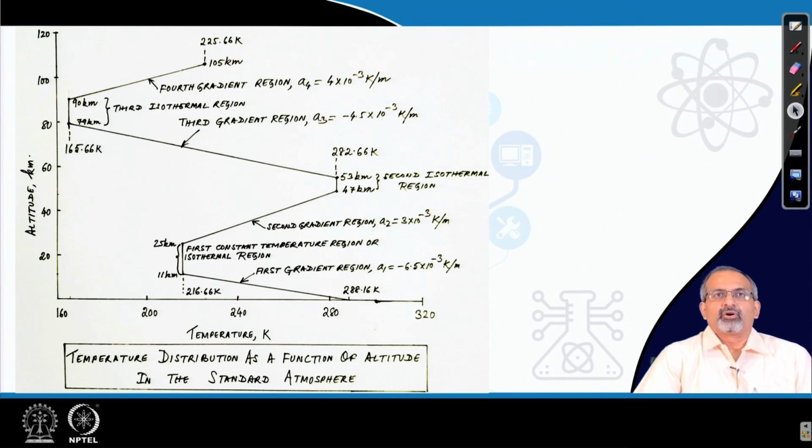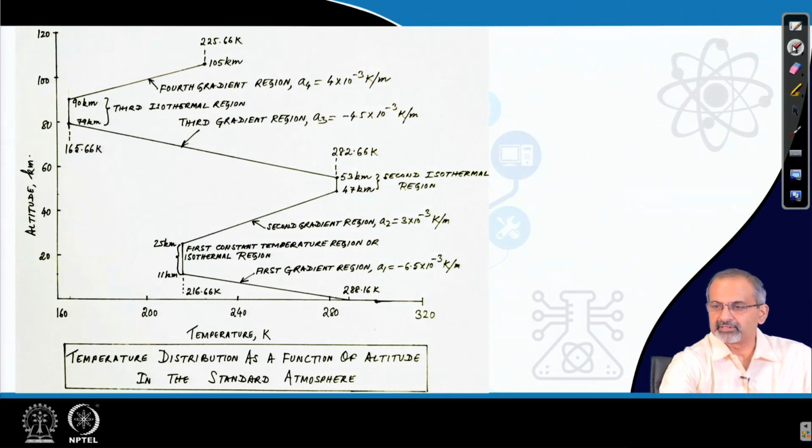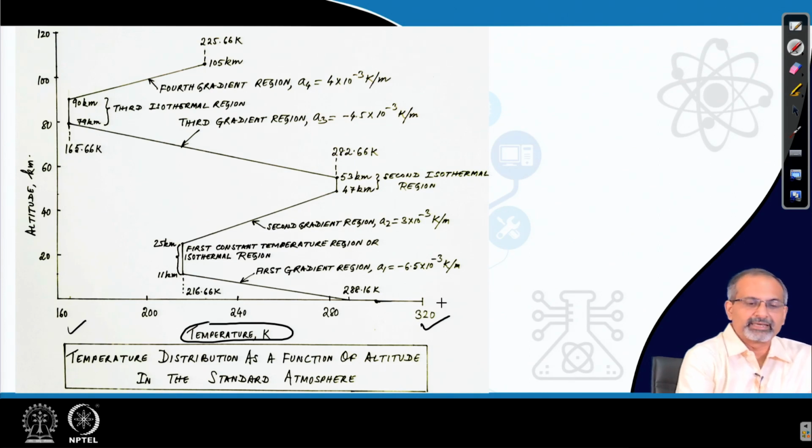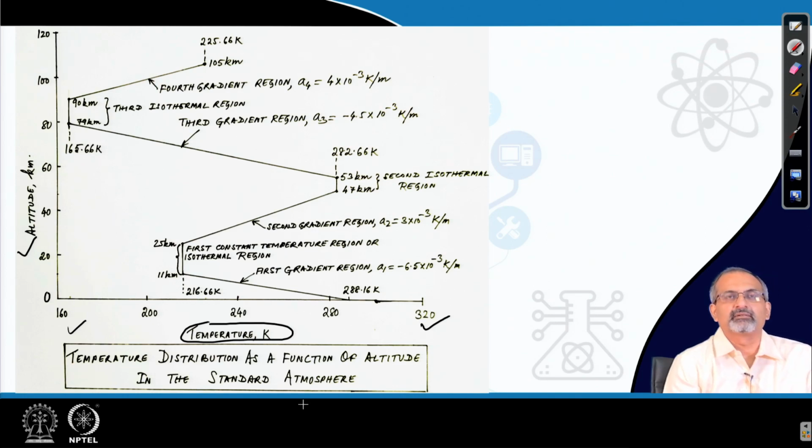This is a glimpse of the temperature variation, or the temperature distribution, that we see within our atmosphere, and it is shown as a function of altitude in the standard atmosphere sense. So, what you have on the x axis? You have temperature in Kelvin. It varies between 160 and 320 Kelvin. Altitude is given in kilometers, starting from 0, which is the mean sea level, up to around 100 kilometers. That is quite a bit of an altitude anyway.